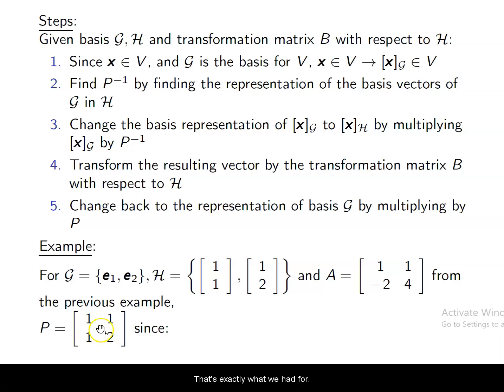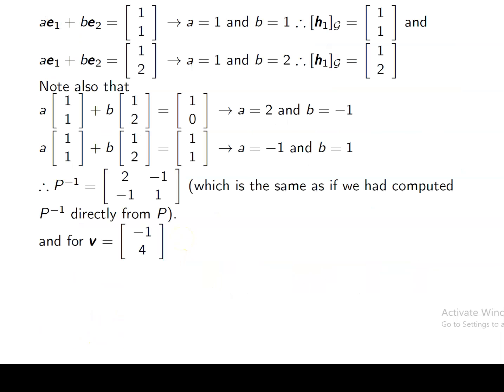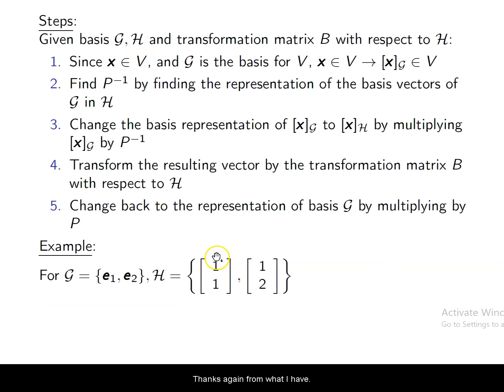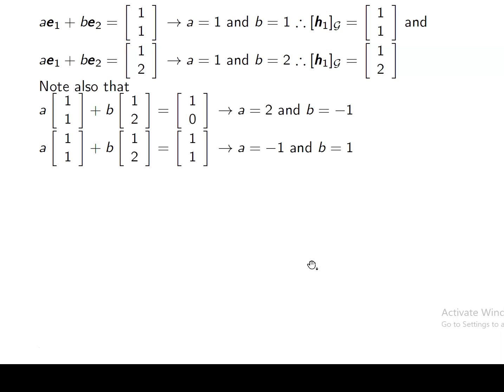That's exactly what we had for P, right? So I'm going to take my V, I want to represent it in G. So again, from what I have, I need to represent it in G, and then once I represent it in G, I can transform it in G, and then I can bring it back into the world of H, right?